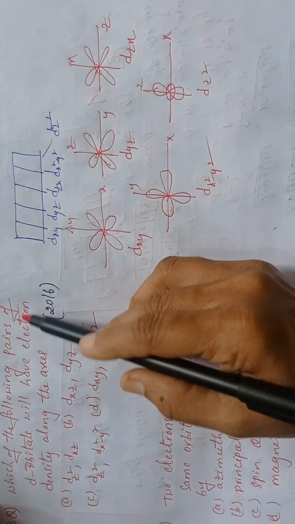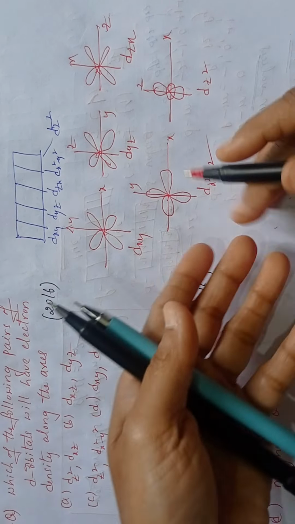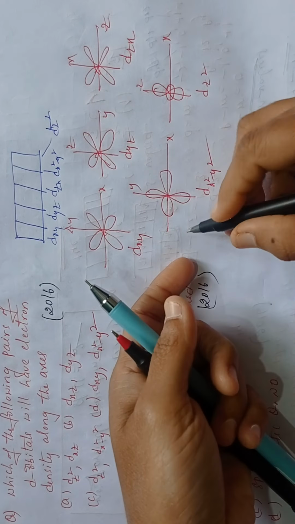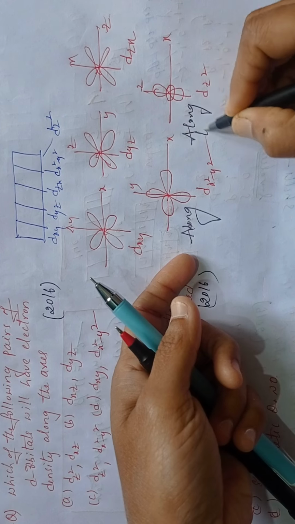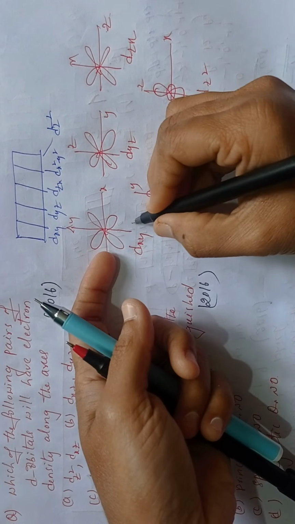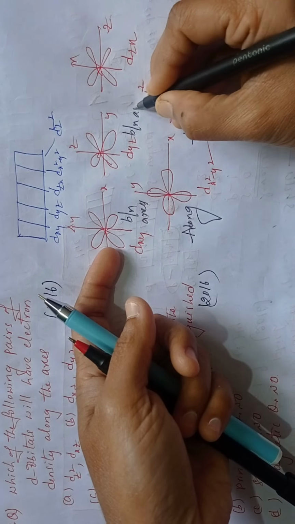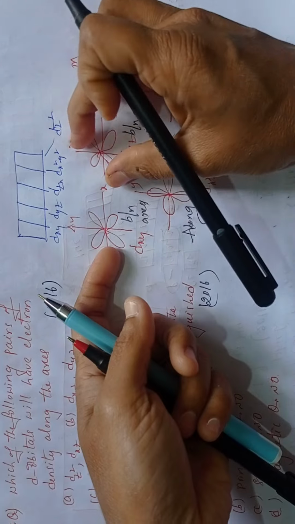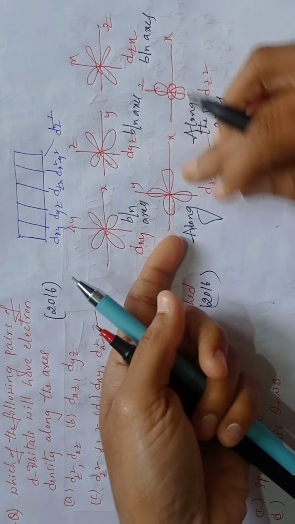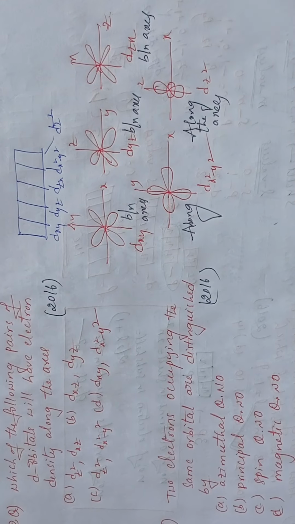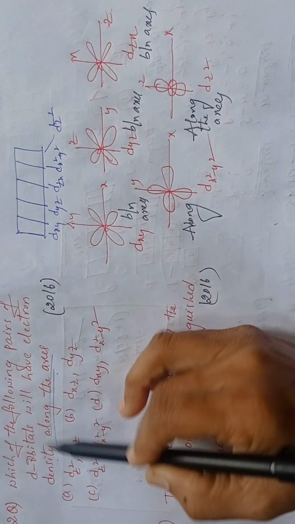Now the question is, which of the following pairs of d orbitals will have the electron density along the axis? Along the axis, which one? So this is along the axis, correct or not? Are you clear? These are between the axes, correct? Between the axes these lobes are there. So these are between the axes, but these lobes are along the axis. Are you clear? So the question is asking electron density along the axis.